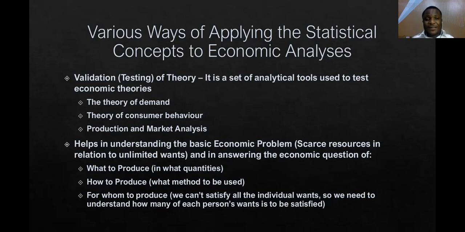Again, for one to produce, what do you produce for? Should it be for the masses or just for a set of people? You can't satisfy all individual wants. So there is a need for us to understand how many of each person's wants is to be satisfied. This is statistics. So statistics will help us to understand the basic economic problem. It also helps us to answer the economic question of what to produce, how to produce, and for whom to produce. That is statistics.